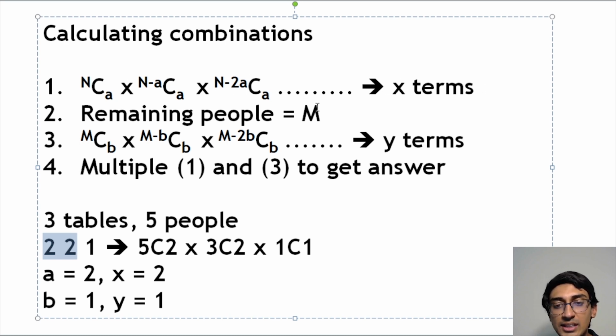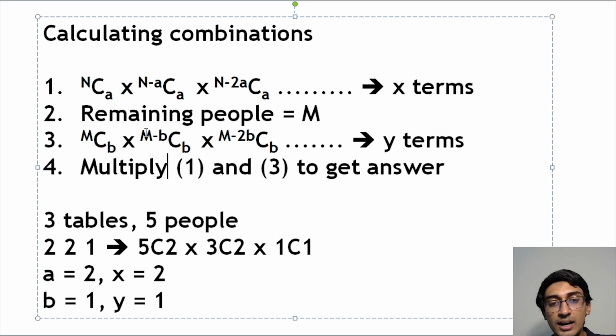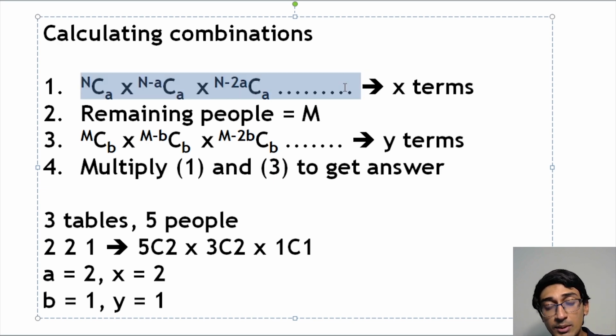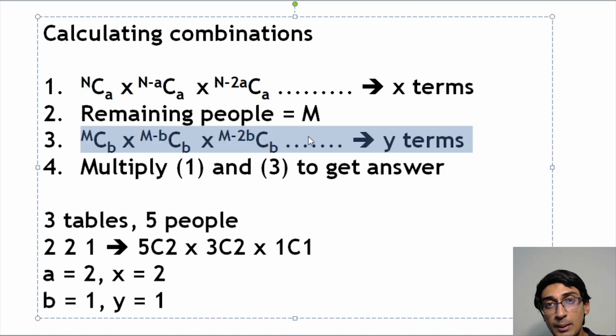Now imagine after all of this, I am left with m people. Like over here, after 5, 3, I'm left with only one person finally, right? If I'm left with m people finally, I'll try to find out how many in the remaining tables. So MCB, then the remaining after that, M minus B CB, M minus 2B CB, and so on. I'll have y terms, that is for the type 2 tables, right? Then we should multiply 1 and 3 to get the answer. These are the number of people in the type 1 tables, these are the number of people in the type 2 tables. I multiply both of them, I will get all the combinations possible.